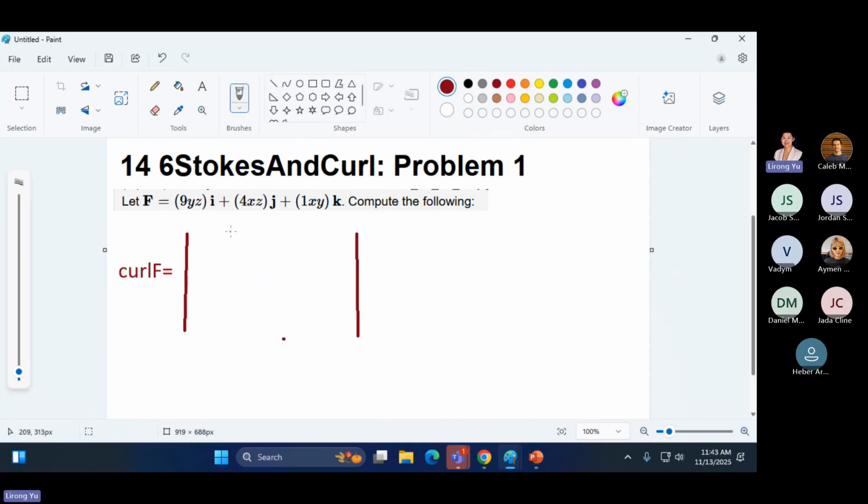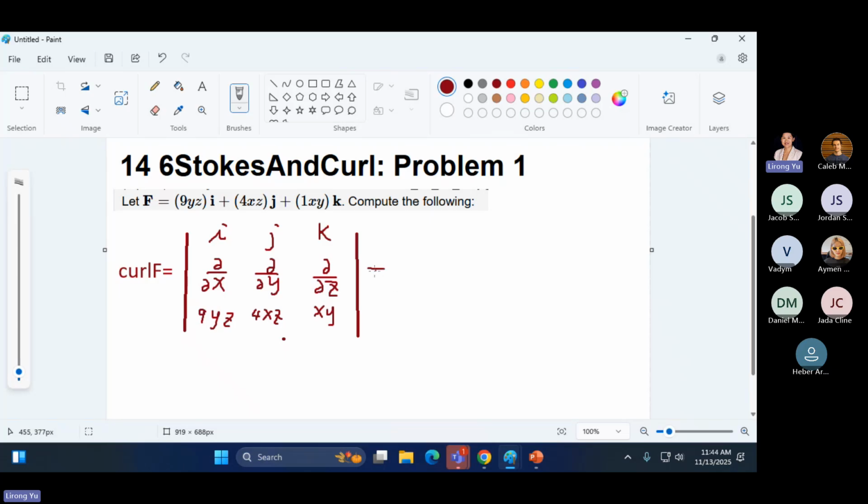So we will write down the i, j, k that's really indicating the first component, second component, third component, and then we have the partial derivative operator. By itself, they don't have any meaning. We just put it into the right order. Get ready for computation. Lastly, we put in all the components of the vector F. In this case, we put in 9yz and 4xz and then xy. Those are the three components.